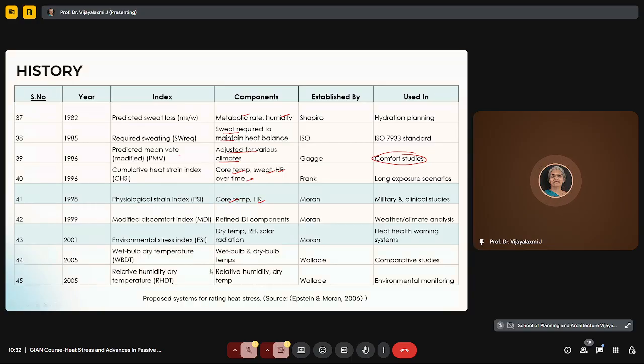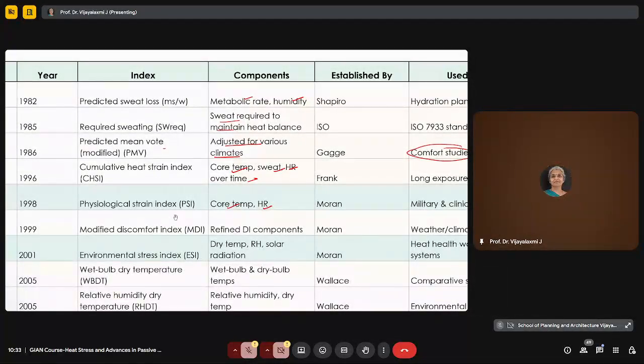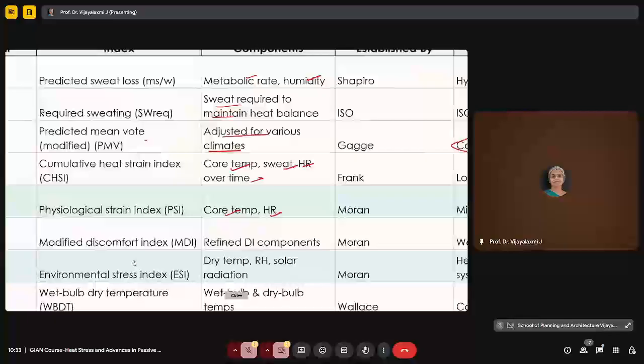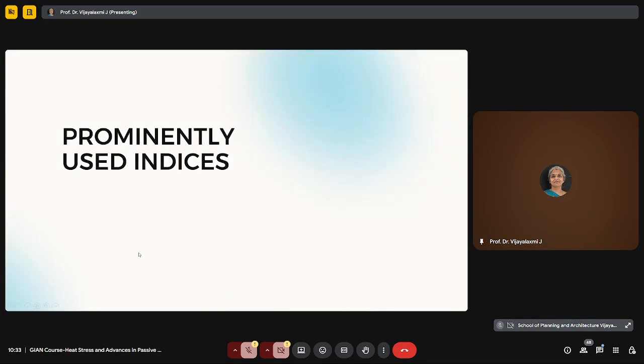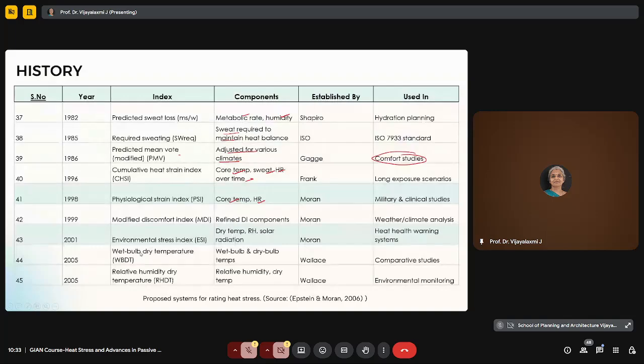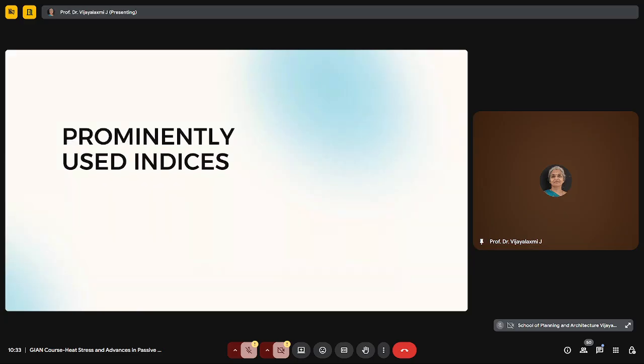So there are so many which are there. Yeah, so there are so many indices which have developed over time. But what is of use and relevance, or what is predominantly used today? We will see that now.